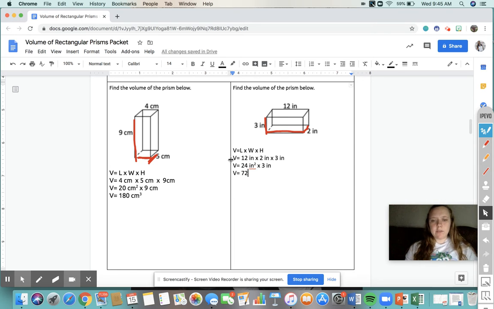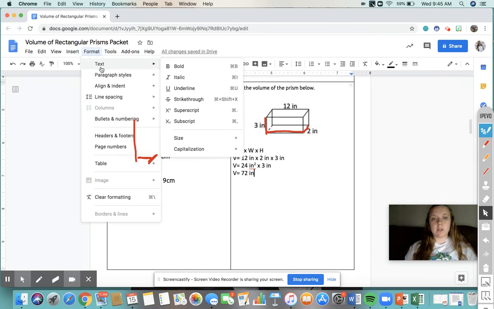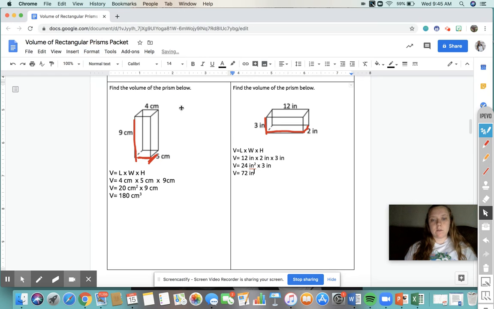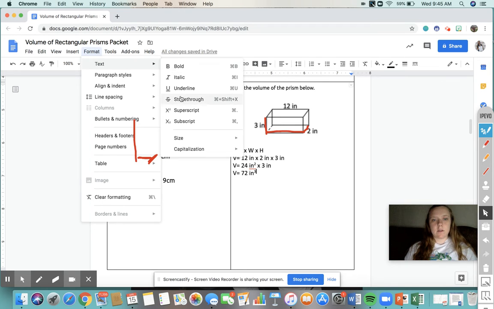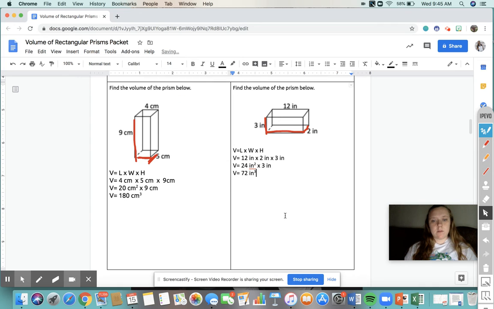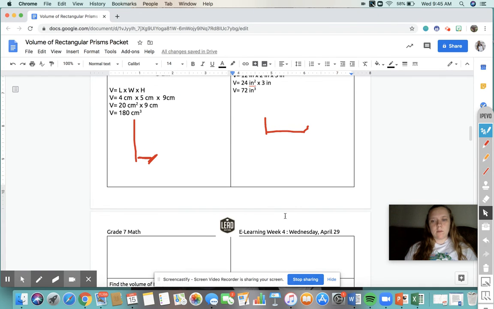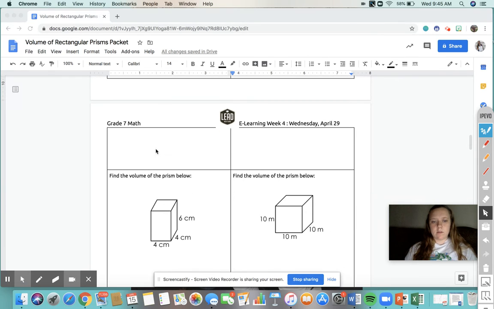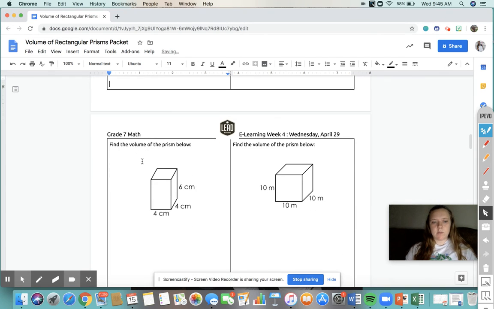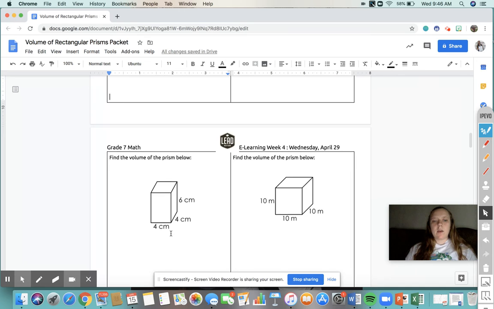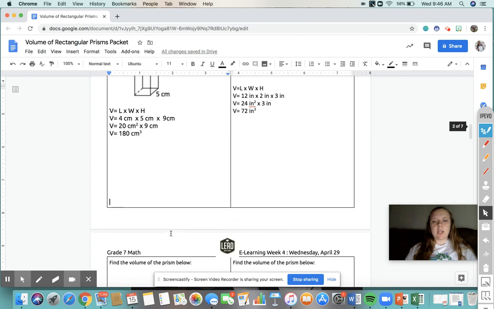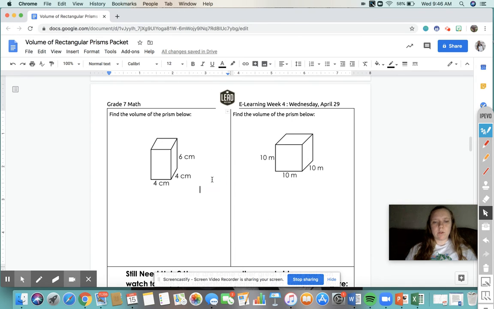Yeah, 72 inches. And then we have inches squared times inches. That's going to be inches cubed. So with a 3 at the end. All right. Delete some so we can easily see. There we go.